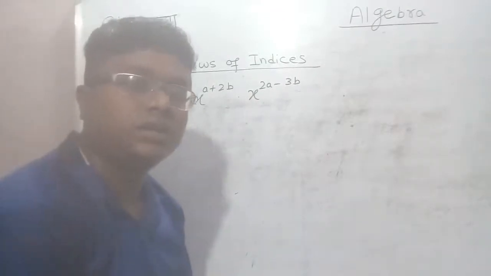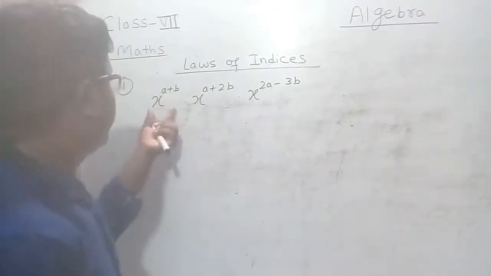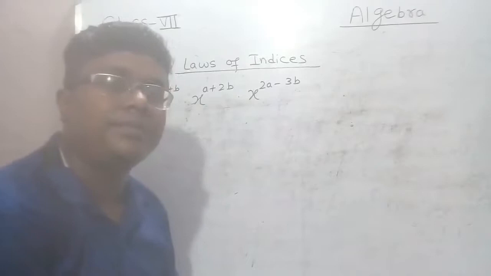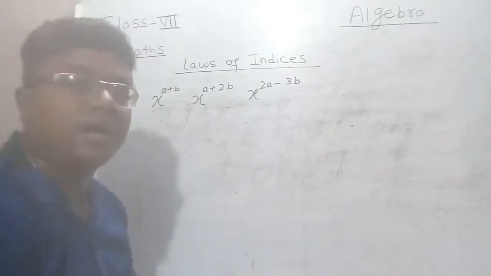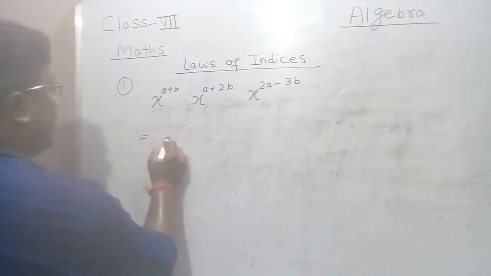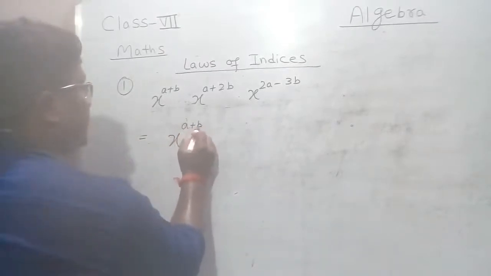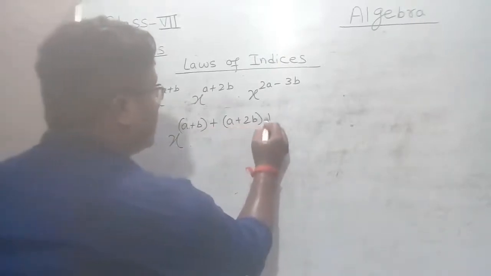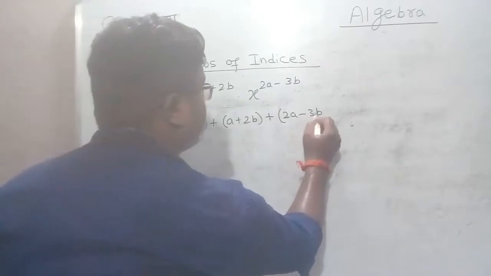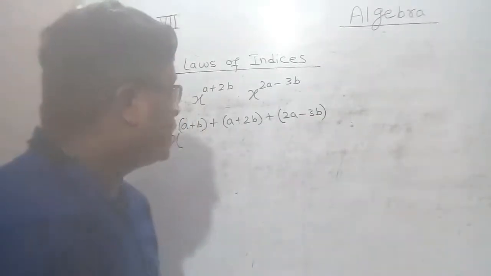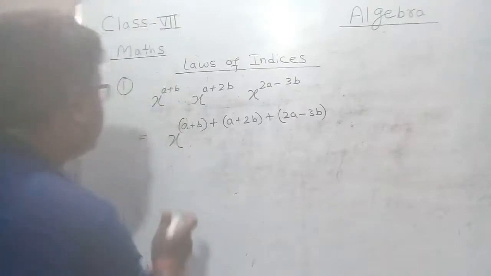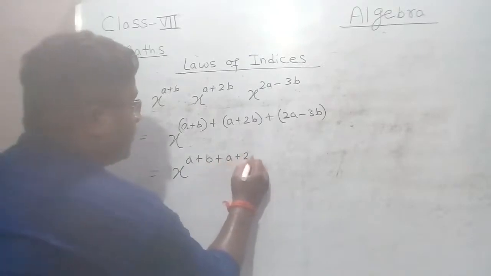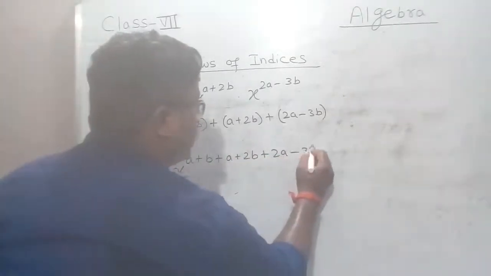According to the rule, what we have to do here: the bases are the same. The base is x. If the bases are the same, we have to add the powers. So x to the power a plus b plus a plus 2b plus 2a minus 3b. Now we are adding the powers here: x to the power a plus b plus a plus 2b plus 2a minus 3b.